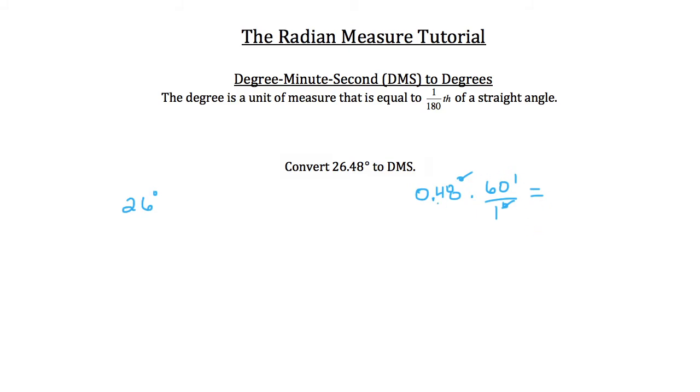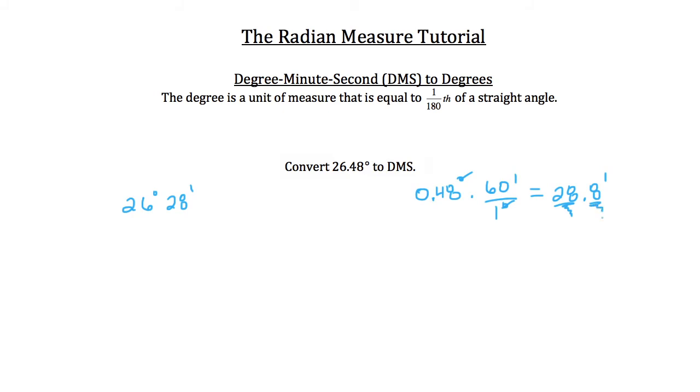When you multiply 0.48 times 60, you end up getting 28.8, and our answer is in minutes. So I'm going to take that whole number of minutes here, that 28, and I'm going to write that right here. We were given 26 degrees, and we have 28 minutes.